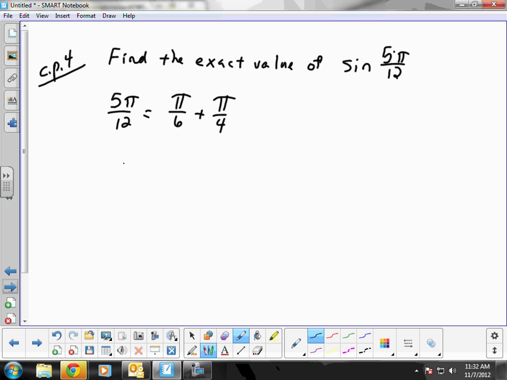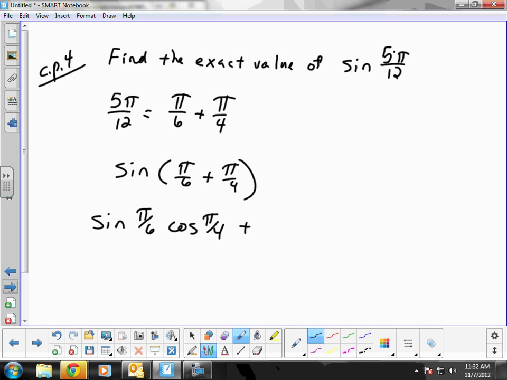So what we're going to do is take the sine of pi over 6 plus pi over 4. Now on the sine formula, we keep the operation the same, but I use the sine and the cosine in both parts of it. So I've got the sine of the first one times the cosine of the second one plus the sine of the second times the cosine of the first.